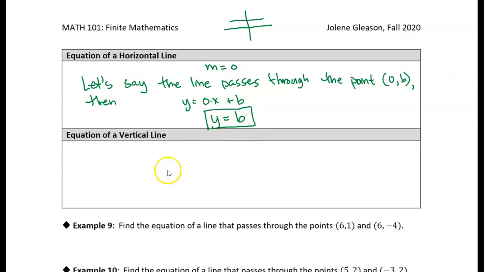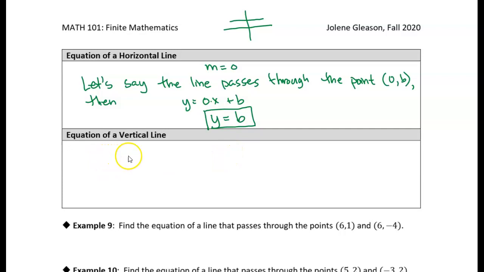Any horizontal line just looks like y equals some constant, whatever that happens to be, right? Whatever y value that is. So all of the points along that line have a y-coordinate of b, and x really can be any value.